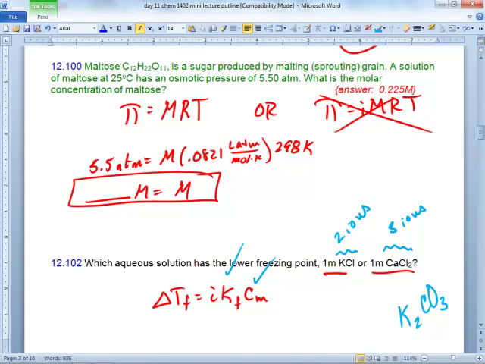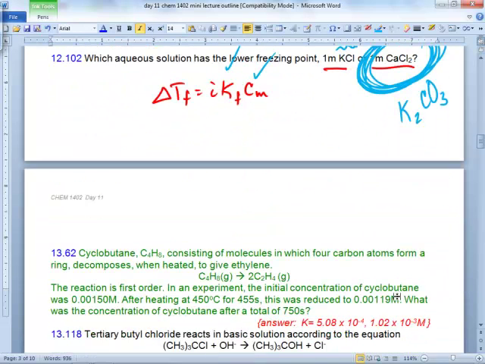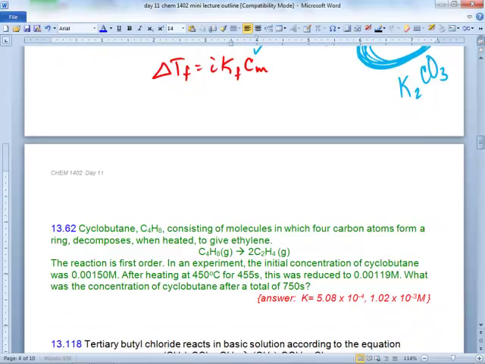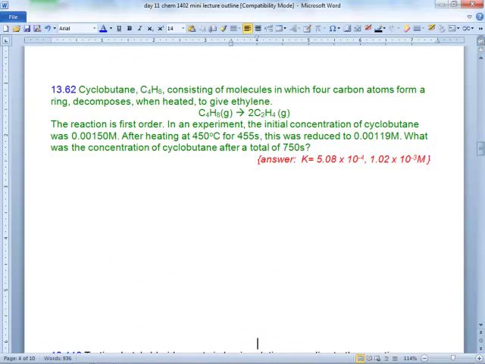So the answer is calcium chloride. That has a bigger i. The i is 3. The other one, the i is only 2. So they get a bigger delta T. Okay. This is a tough question.